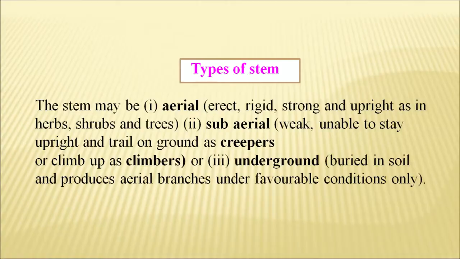So, the types of stems we will now discuss: the stem can be aerial, which is erect, rigid, strong and goes upright, for example in some trees, herbs, shrubs, and subaerial, which is weak and grows parallel on the ground. For example, you must have seen money plant or grass which grows on the ground. Grass cannot stand erect because it has a weak stem. And some money plant kind of plants can climb up on the walls.